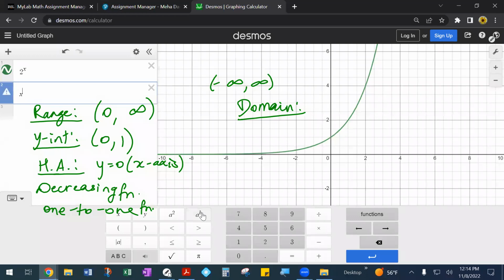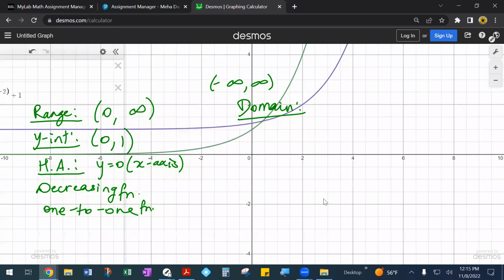2 to the power of x minus 2. I put it in the wrong place, that's why. Minus 2 should be in the exponent. Apparently it wants parentheses. So you can see that move 2 units to the right. And then when we do the +1 at the end, it should be moving our graph 1 unit upward.